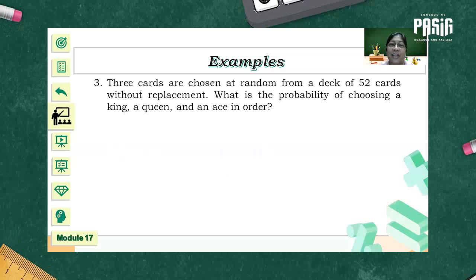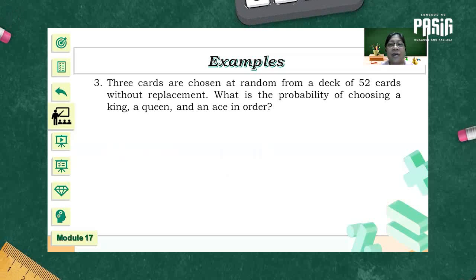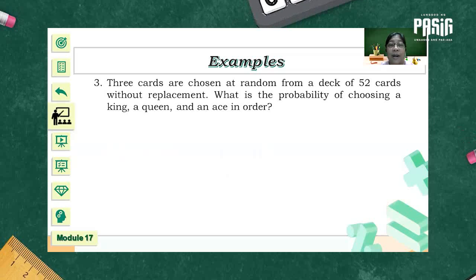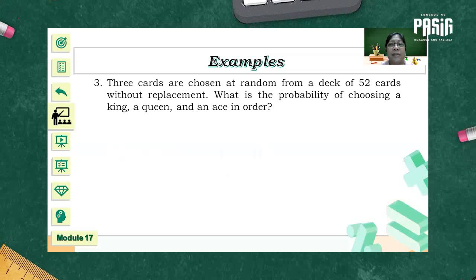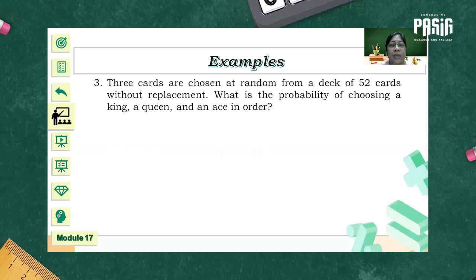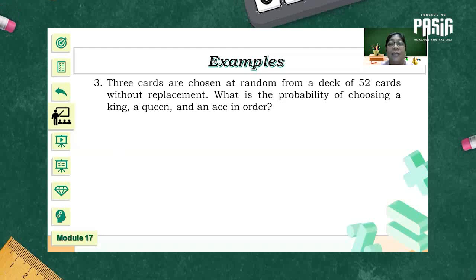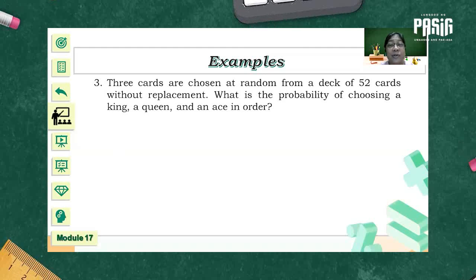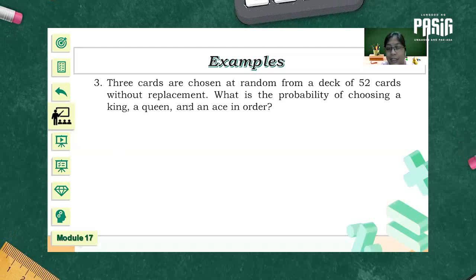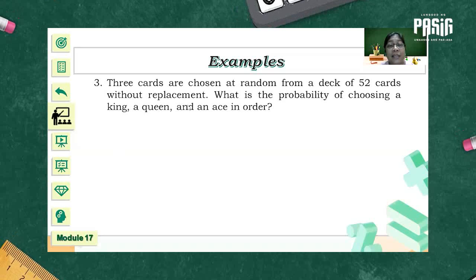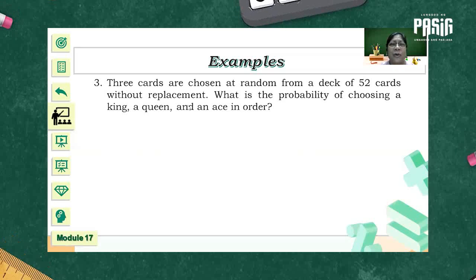How about number 3? 3 cards are chosen at random from a deck of 52 cards without replacement. What is the probability of choosing a king, a queen, and an ace in order? In order means we're going to do it one at a time. Without replacement, meaning it's dependent. So how are we going to solve for it?